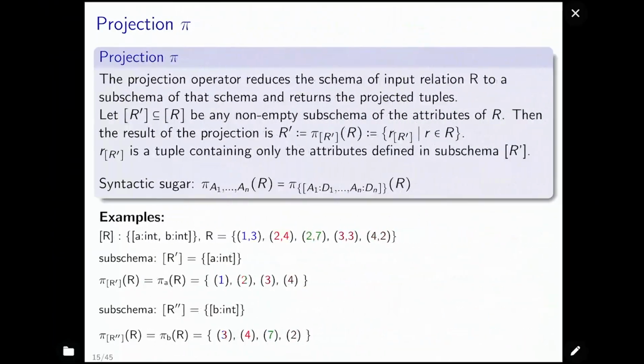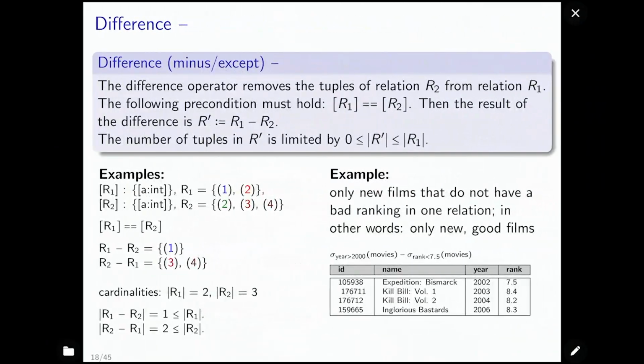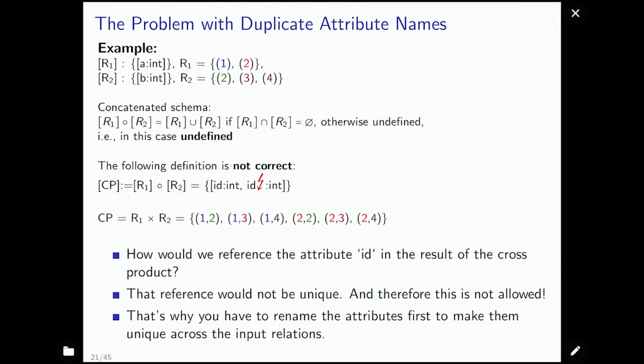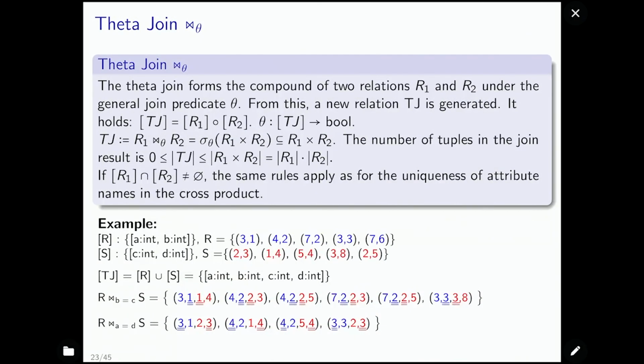So for this cross product, here's the cross product. You see there's no intersection in the schema. The one attribute is named A, the other is named B. So the new schema that's being created is A colon int, comma B colon int. So with two attributes. And that's the cross product. Okay. I think we'll skip over that. Those are all derived operators. So let's look at the more database stuff.